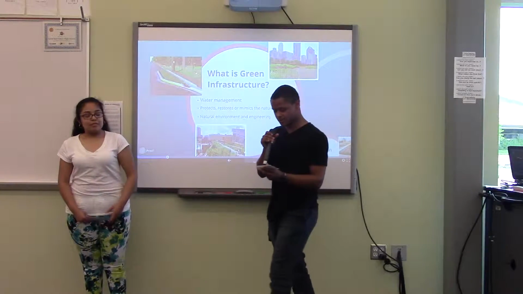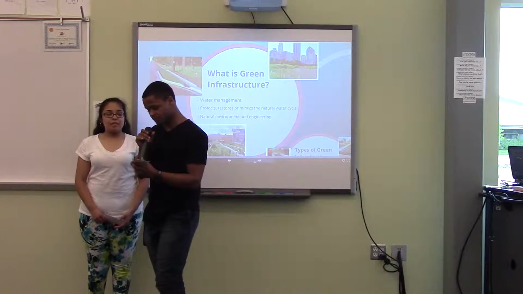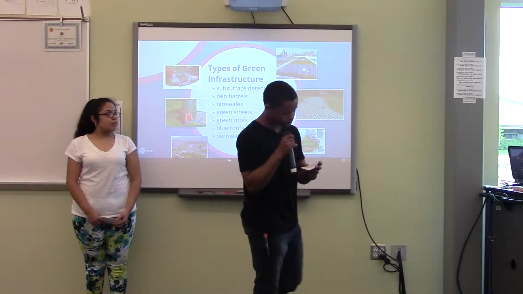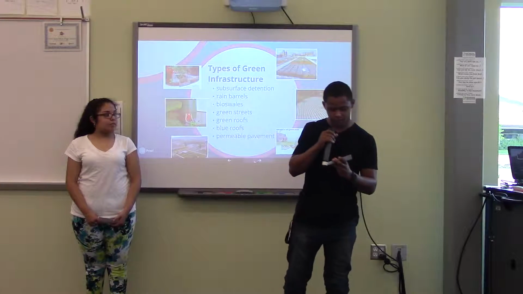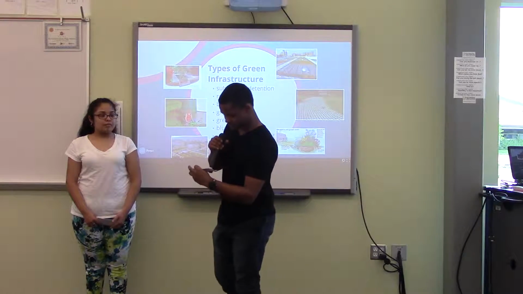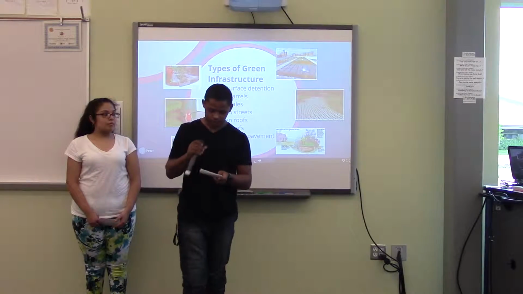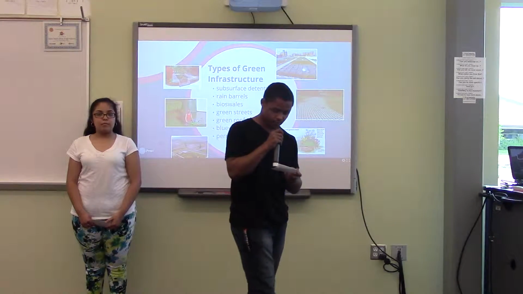Now that we know the basics of green infrastructure and what types of green infrastructure exist, now we need to classify it. Green infrastructure is classified as bioswales, green roofs, blue roofs, green rain gardens, permanent pavement, subsurface detentions, and cisterns.